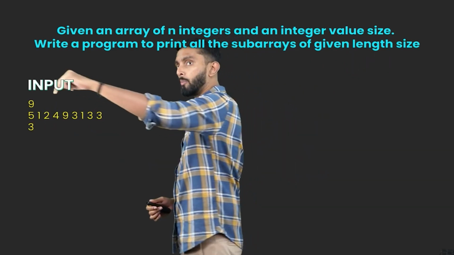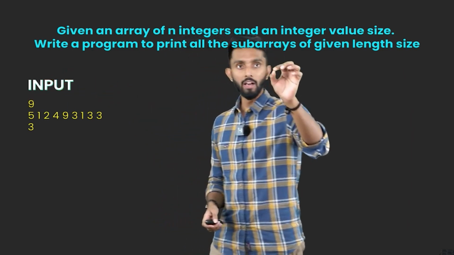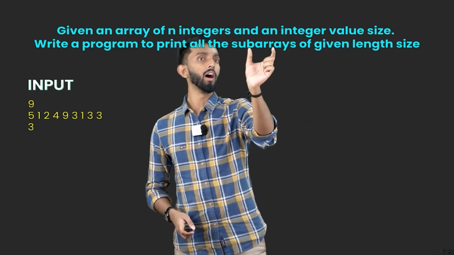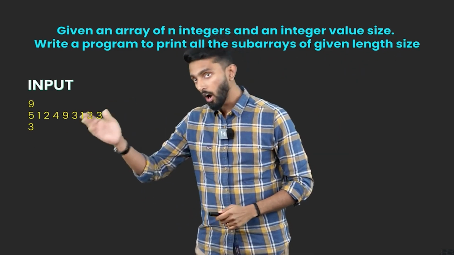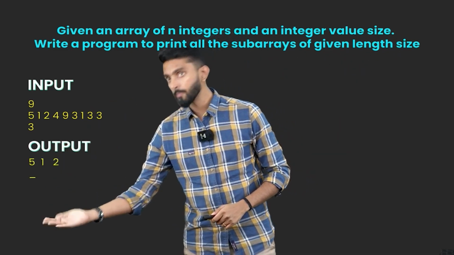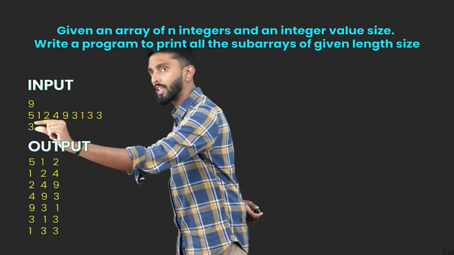Now, if you have been given an array of 9 integers, you have to print all the subarrays of given length size. And they are saying the output should look something like this. Now, sir, we didn't understand. Tell me, what was the size? 3.